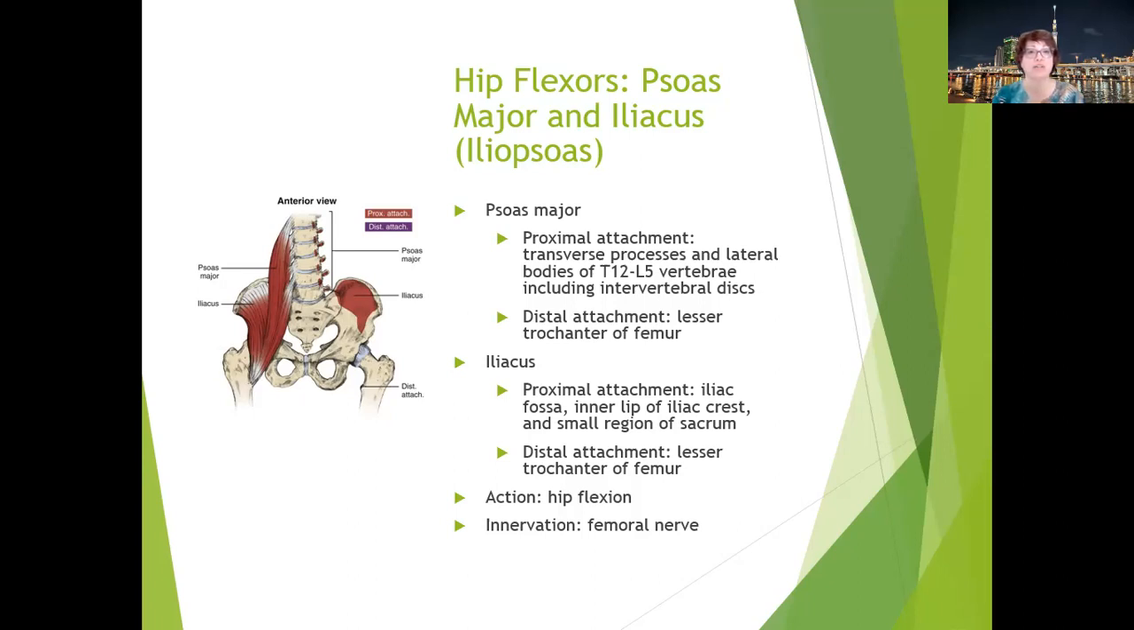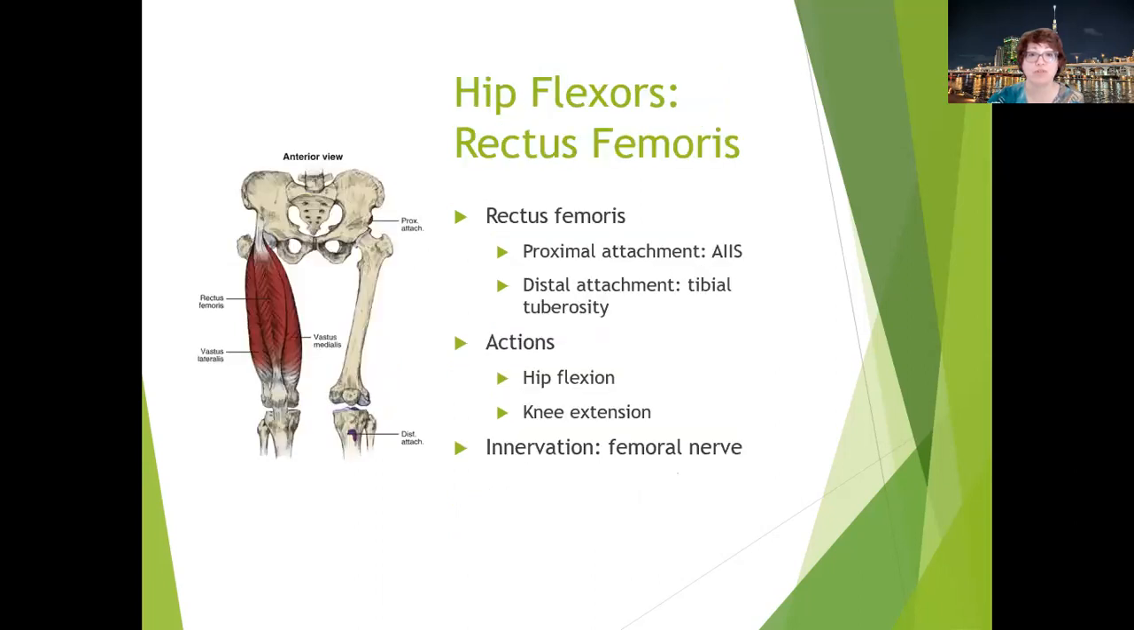The psoas minor is an itty bitty little muscle that doesn't really have a line of pull for hip flexion. It attaches to the anterior ring of the pelvis on the pubic crest. And it's more of a stabilizer than anything. But the psoas major and the iliacus are hip flexors. That's their main job. They're innervated by the femoral nerve, and we will see that all of the hip flexors are innervated by the femoral nerve. So if something performs hip flexion, it's a good guess that it's innervated by the femoral nerve.